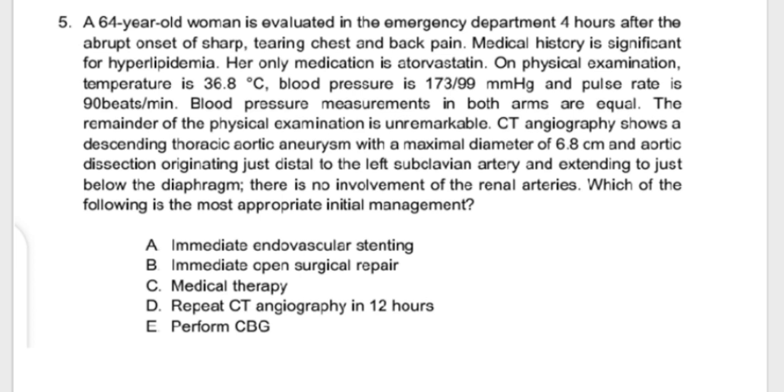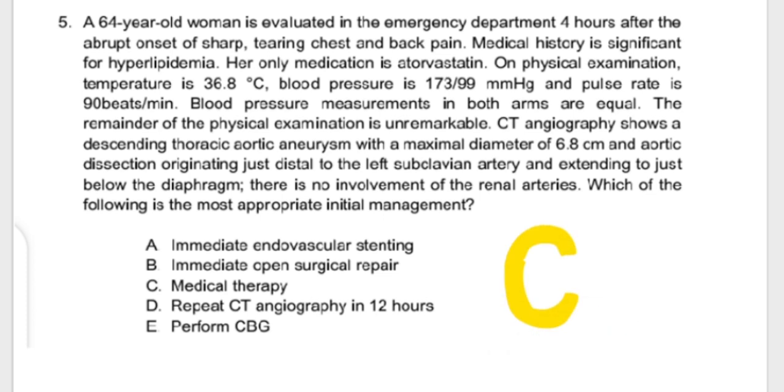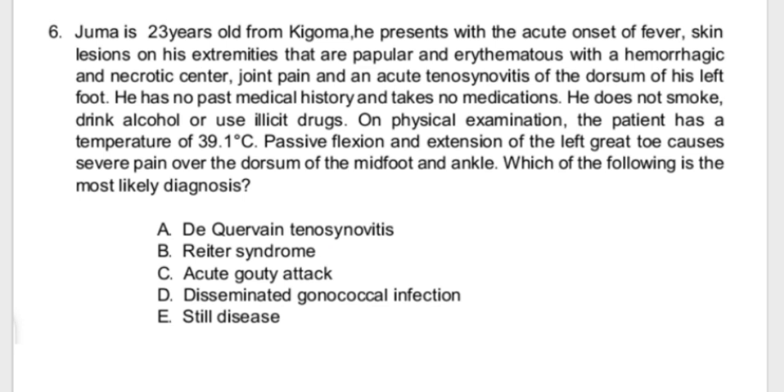There is no involvement of the renal arteries. Which of the following is the most appropriate initial management? The answer is C. You should just start with medical therapy as an initial management to control the blood pressure and so on. Okay, question number 6.